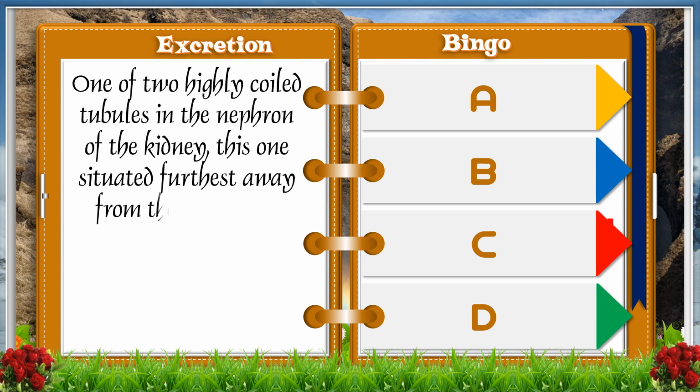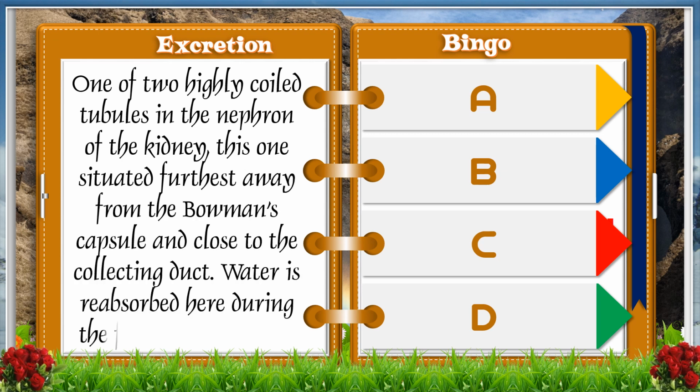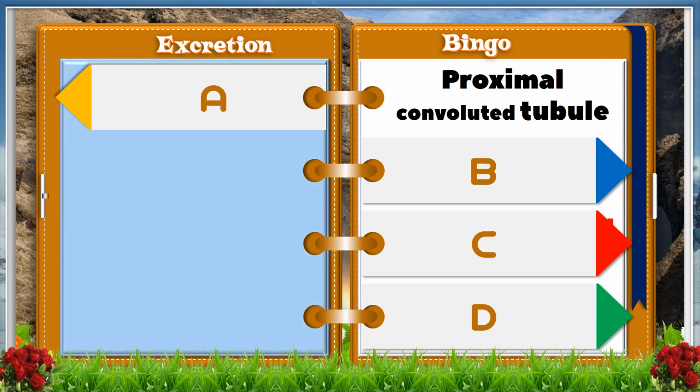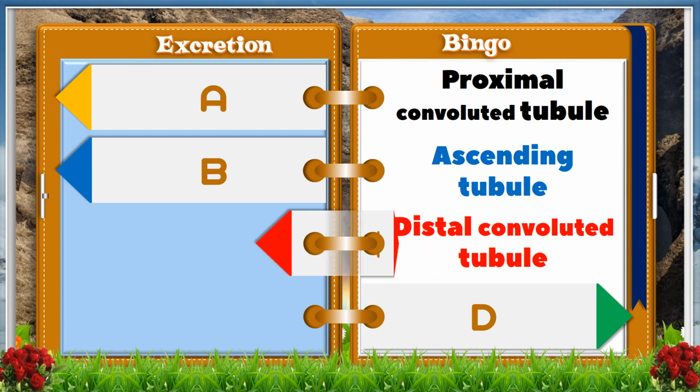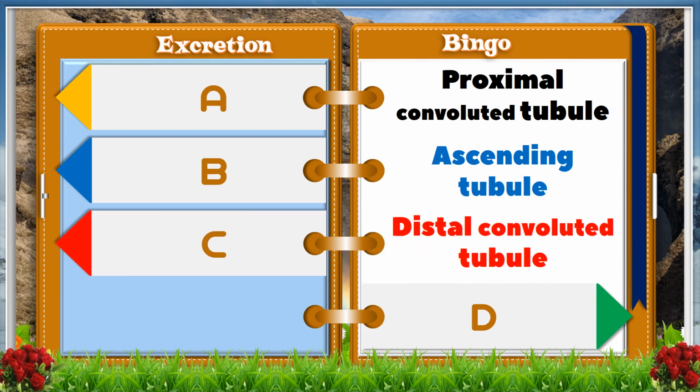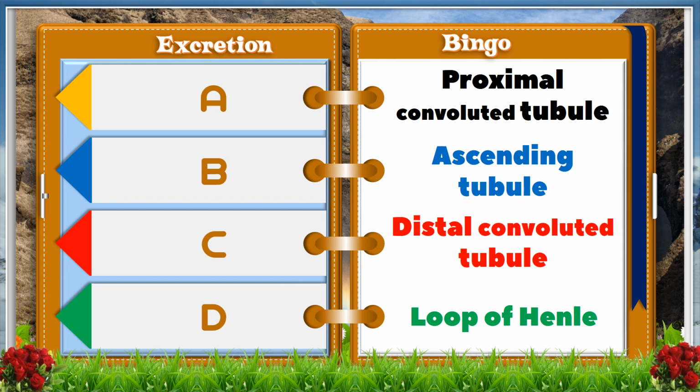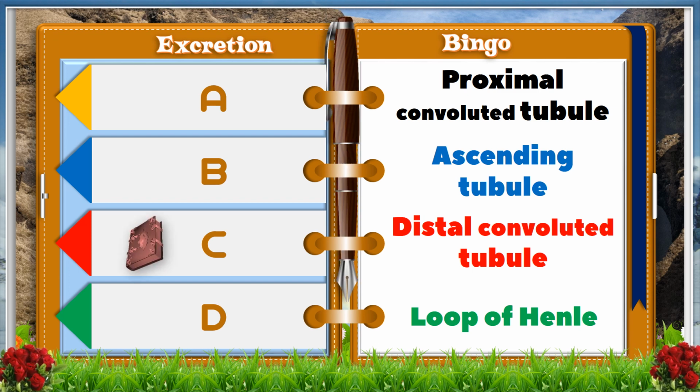One of two highly coiled tubules in the nephron of the kidney. This one is situated farthest away from the Bowman's capsule and close to the collecting duct. Water is reabsorbed here during the formation of urine. A. Proximal convoluted tubule. B. Ascending tubule. C. Distal convoluted tubule. D. Loop of Henle. And the answer is C. Distal convoluted tubule.